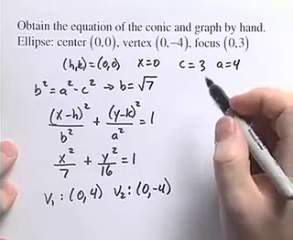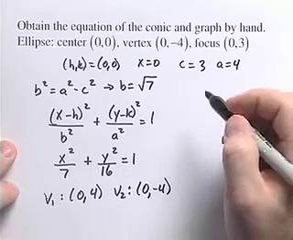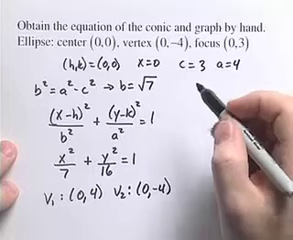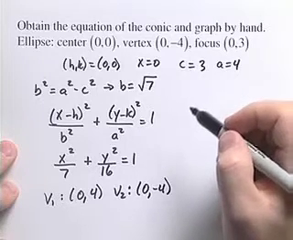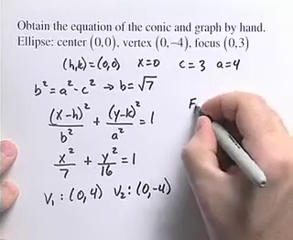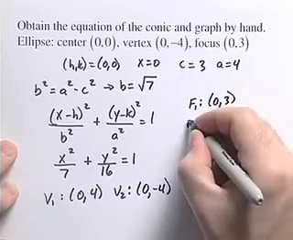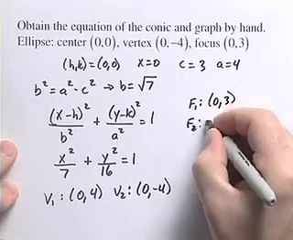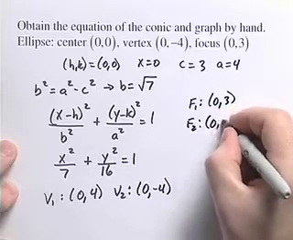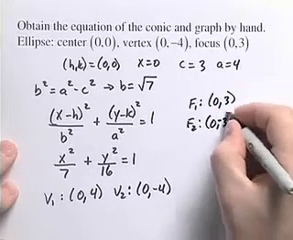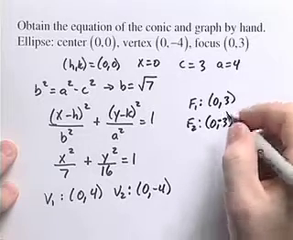Since c is equal to 3 and the major axis is the y-axis, the foci are going to be 3 units above and below the center. That gives us one focus at the point (0, 3), 3 units above, and our second focus is going to be at the point (0, -3). That's 3 units below the center.